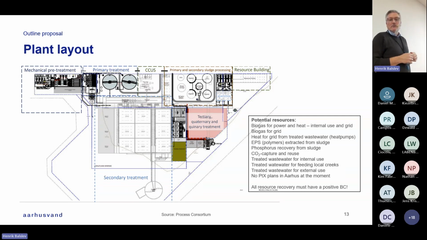We have to deal with CO2, so we also plan to make CO2 capture and maybe even reuse of CO2. Then we treat wastewater and use it for internal purposes, for technical water, of course, to reduce the amount of potable water. And as I mentioned, we are also feeding these creeks with treated water. We deliver treated wastewater for vacuum trucks and for flushing pipelines in the city and so forth. Unfortunately, the power to X is actually not very actual here in Aarhus. So that's not a direction we are looking into here for the moment.